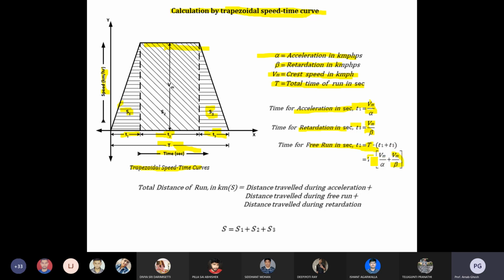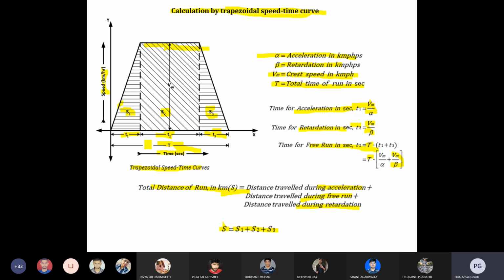Okay, so the total distance run in kilometers, capital S, is equal to the distance traveled during the acceleration, that is S1, plus the distance traveled during the free run condition, plus the distance traveled during the retardation. So total S, the total travel distance, is equal to S1 plus S2 plus S3, as simple as that. So how do you calculate S1?